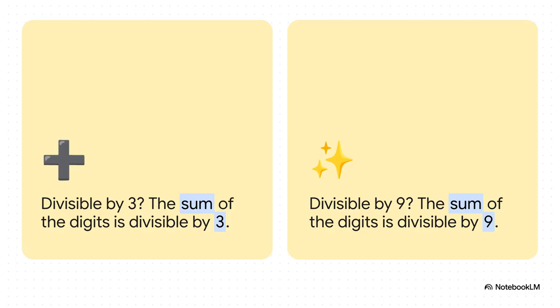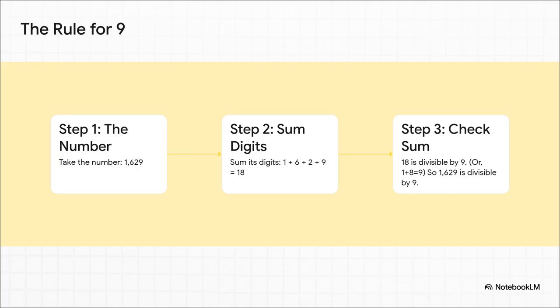And here is the best part. If you just mastered the rule for 3, guess what? You've already mastered the rule for 9. It's literally the same exact process. You add up the digits, but this time, you just check if that sum is divisible by 9 instead of 3. Let's try it. Take 1,629. You add up 1, 6, 2, and 9, and you get 18.